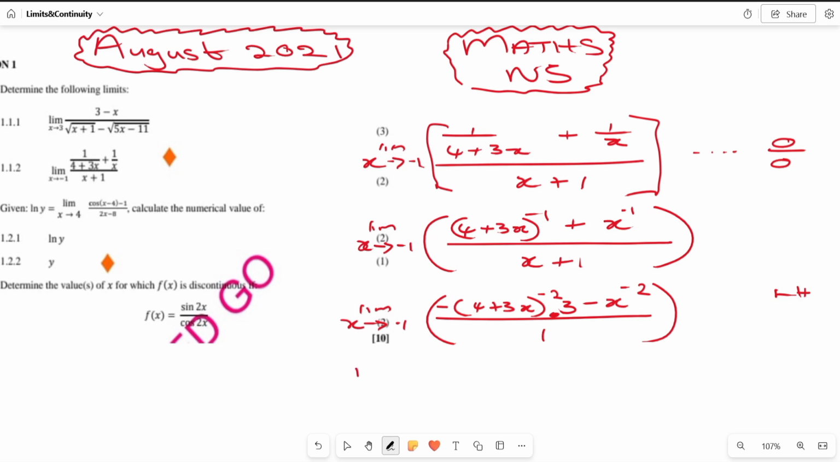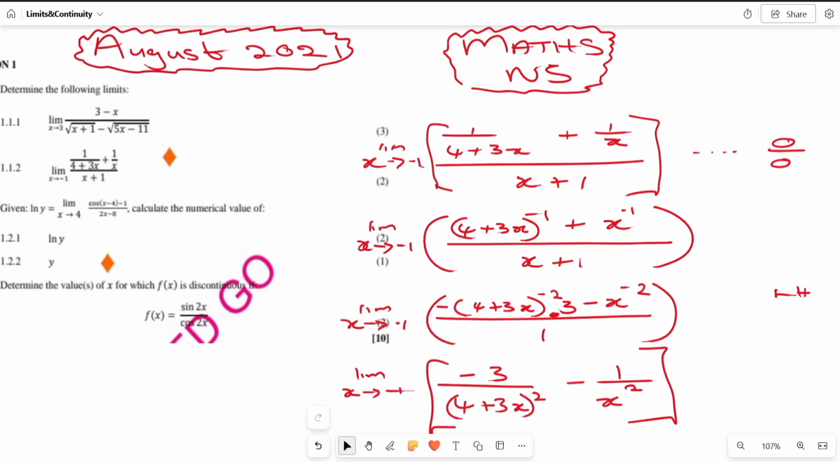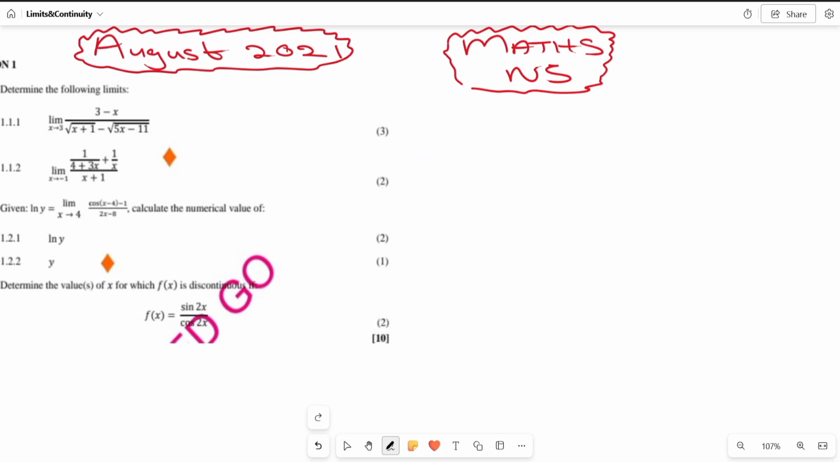Okay, so let's say the limit as x approaches minus 1. The answer is going to be minus 4. So it's the same thing regardless of the form that you get. So our answer is going to be minus 4. Okay, so the next question, they're saying find the limits, calculate the numerical value of ln y, and we have that.